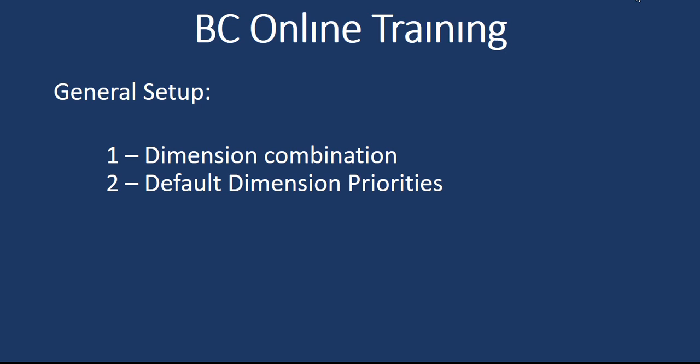Today we will talk about dimension combination and the default dimension priority. First, we need to understand how we can use this dimension combination, and also how we can set up the default dimension priority. So let's go to Business Central and check how we can do this.